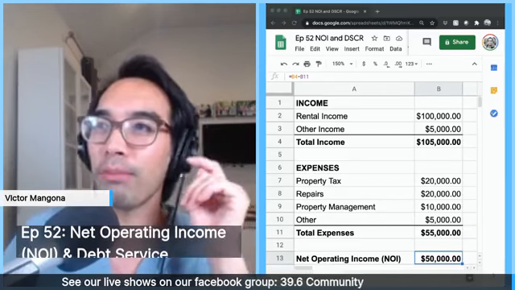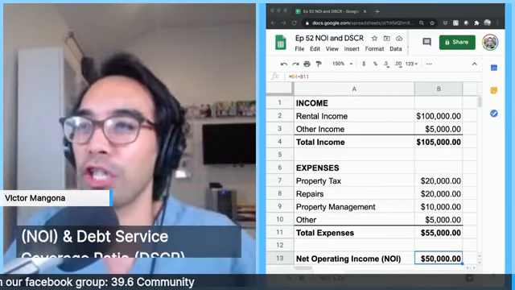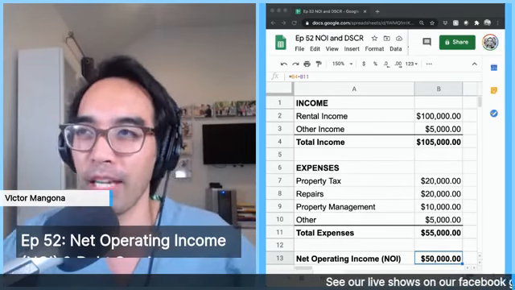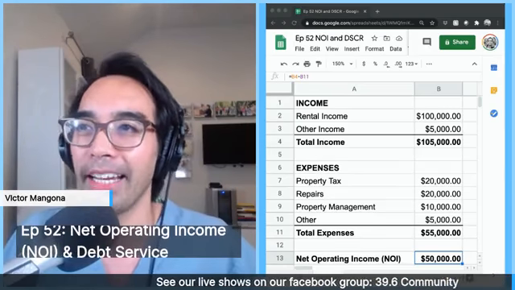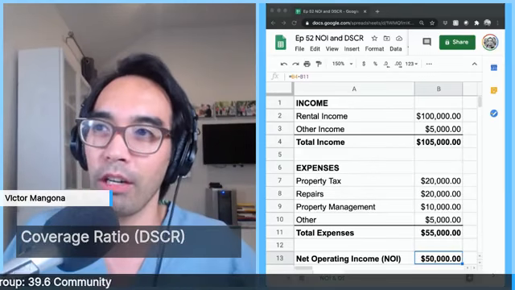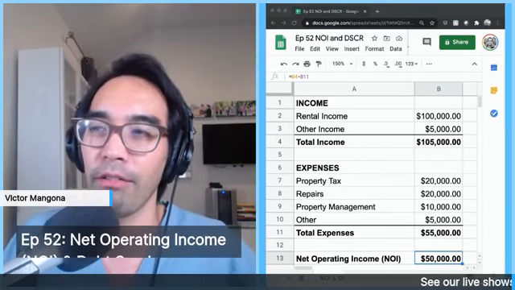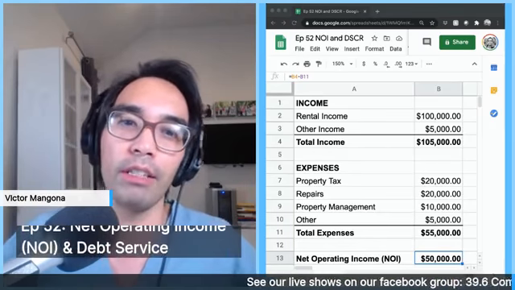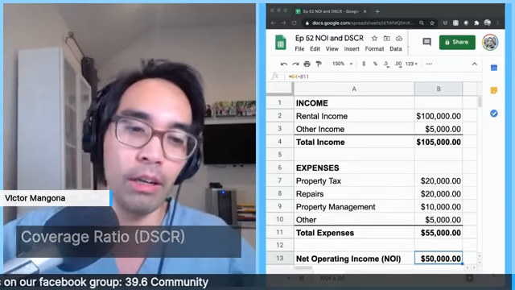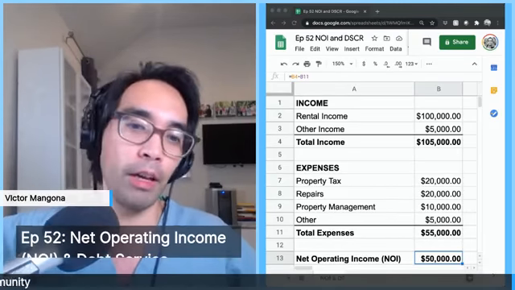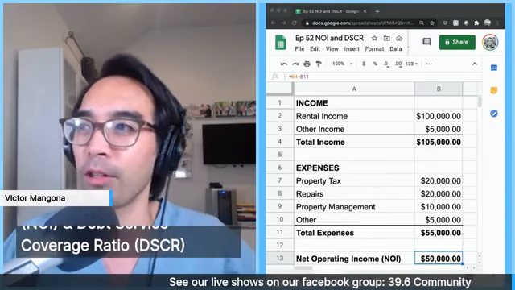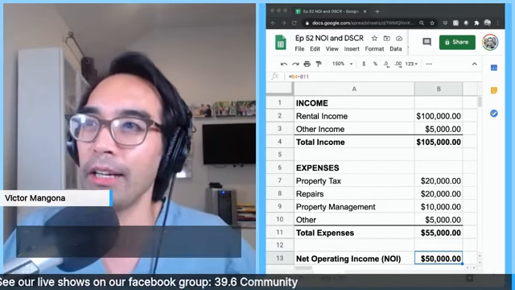Okay, so this Excel spreadsheet or Google Sheets spreadsheet is a very simple spreadsheet that doesn't have a whole bunch of line items. For income, I just have two lines, rental income and other income. I set rental income at $100,000 and other income at $5,000. Other income is any income you earn outside of the rent of the unit. So that could be rent of a parking spot, rent of a washer and dryer, valet trash, all those other add-ons that you pay for. Okay, so that's your total income.